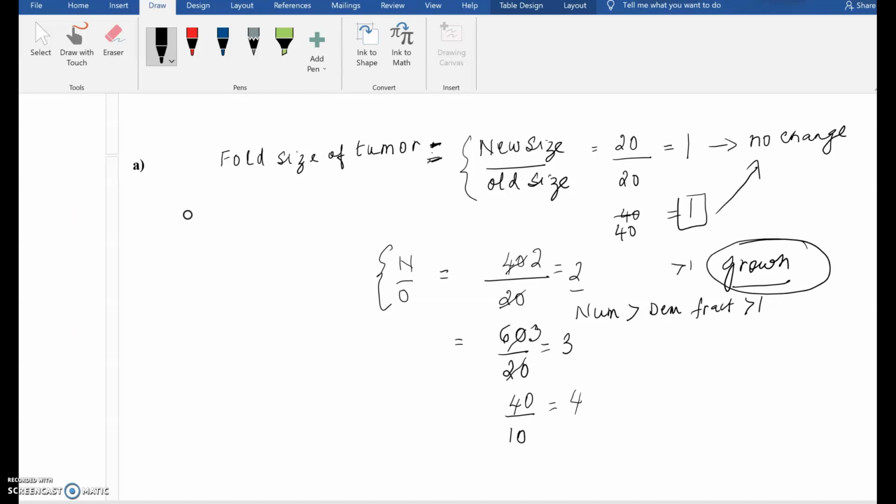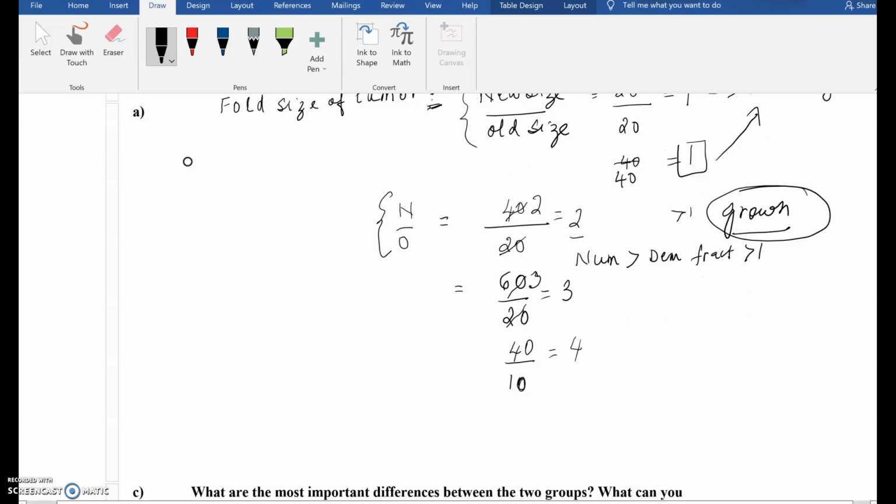and it is 4 times as large. So the tumor is 4 times as large as the size that it started with 2 weeks back. Now, when is the fold size, which is the ratio new over old, less than 1?